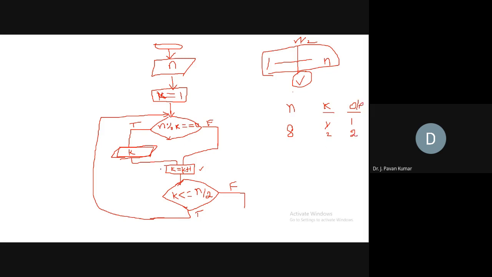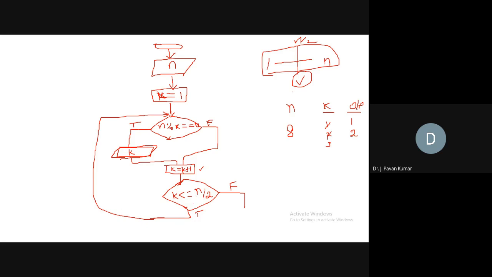Okay. Next, k value will be incremented. So k value will become 3. Next, k will be checked. That is, 3 less than or equal to n by 2 or not? Yes or no? What is n by 2? 4. 3 is less than or equal to 4, which is true.